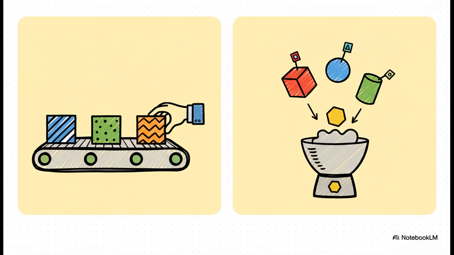The two big ones are FIFO, first in, first out, which assumes you sell your oldest stuff first. The other is weighted average, which kind of smooths out all the price changes. And believe me, the choice between them can have a real impact on a company's profit.